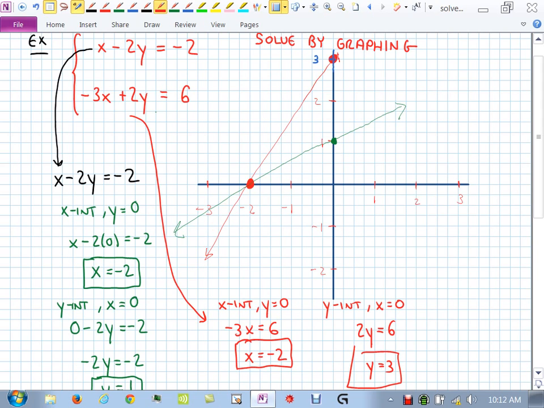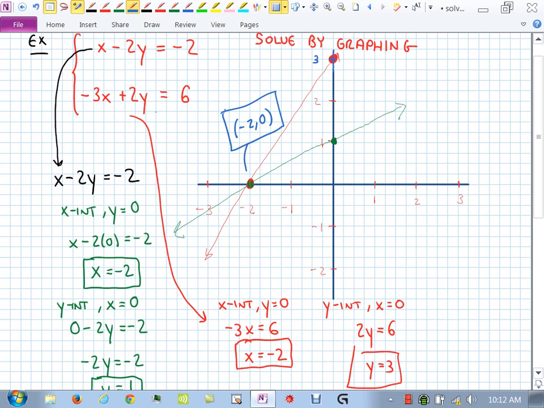There's something real nice about this problem. You can tell pretty easily where they hit each other, can't you? Where? -2, you have to look at it as a point. -2, 0. So that's your answer right there.